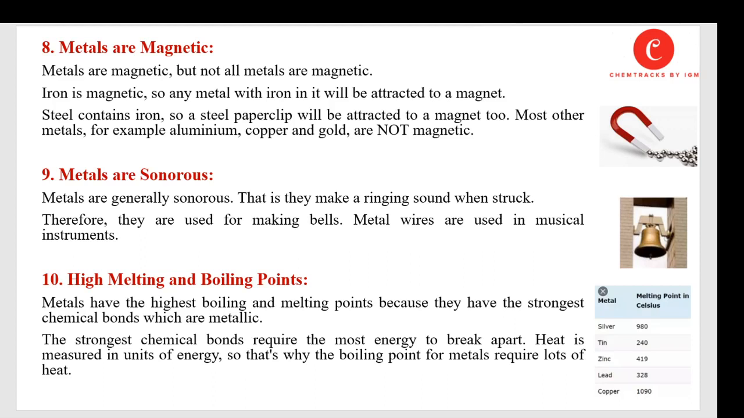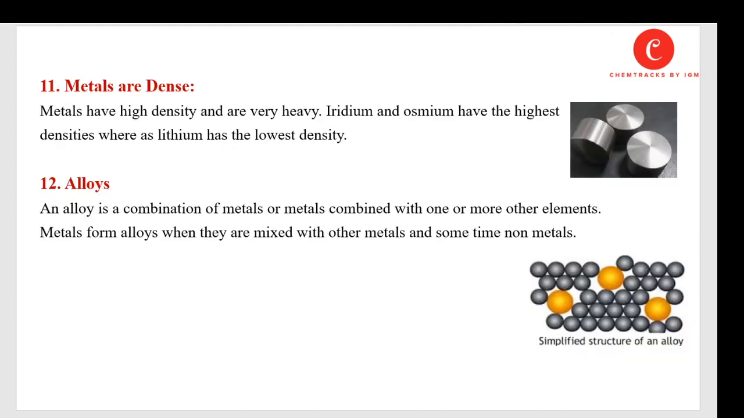On the right side you can see there is silver, and the melting point of silver is 980 degrees centigrade. Similarly, copper is also a strong metal, and its melting point is about 1090 degrees centigrade. So metals have high melting and boiling points due to their greater attraction forces.